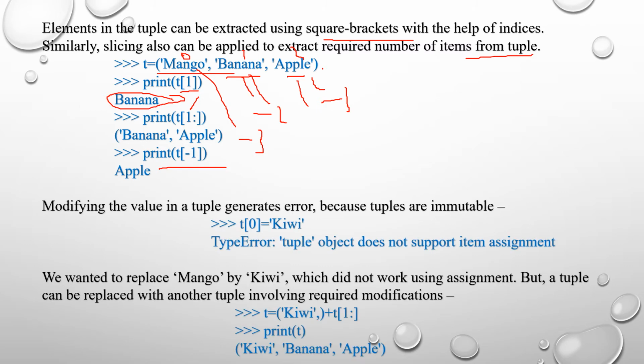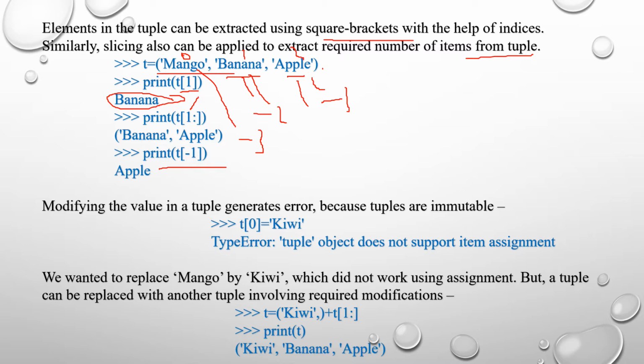Modifying the above values in tuples generates an error because tuples are immutable. For example, t of 0 is equal to kiwi. I want to modify the 0 indexing value with kiwi. So the Python interpreter will give a type error: tuple object does not support item assignment. So we wanted to replace mango by kiwi, which did not work using the assignment operator, but a tuple can be replaced with another tuple involving the required modification.